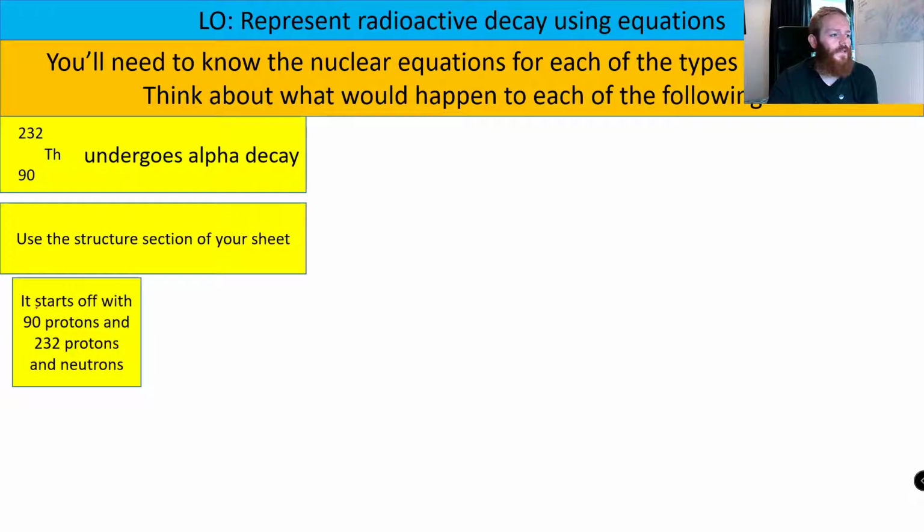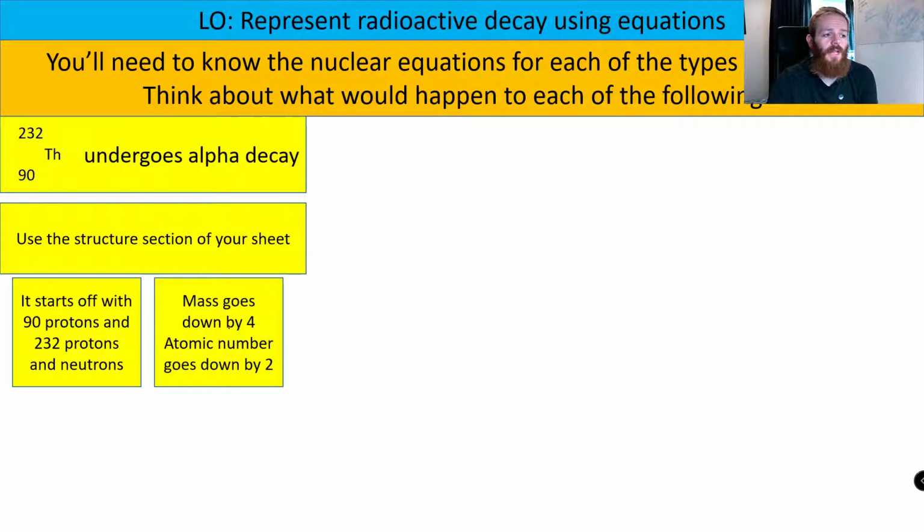We need to figure out what kind of changes that's going to make. So let's have a quick look at this. It starts off with 90 protons and 232 protons and neutrons. That's how it started off. I've just taken those numbers straight from there. Mass goes down by 4, atomic number goes down by 2. That's interesting. Why are those changes taking place?